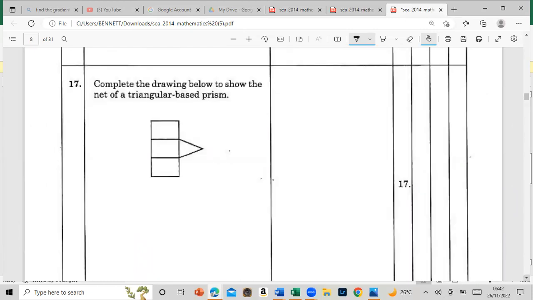Number 17, it says complete the drawing below to show a triangular base pyramid. Prism. Well, guys, I'll be right back.